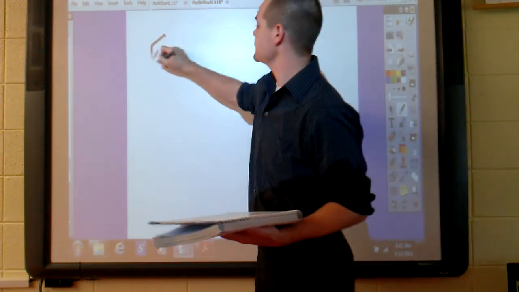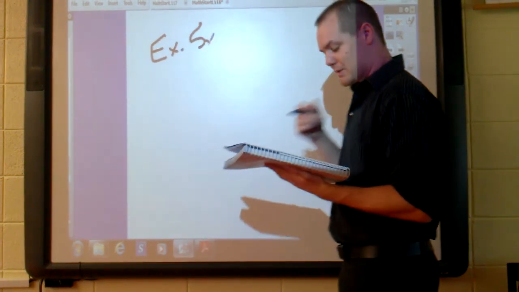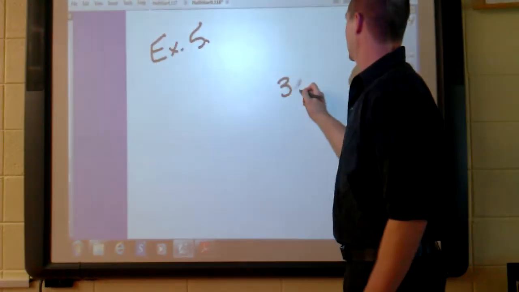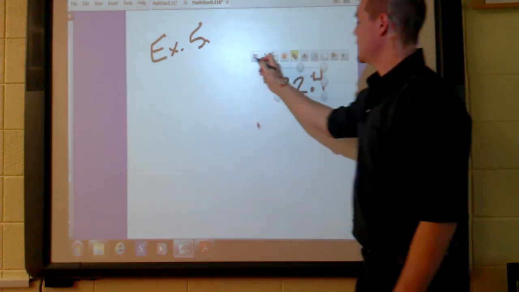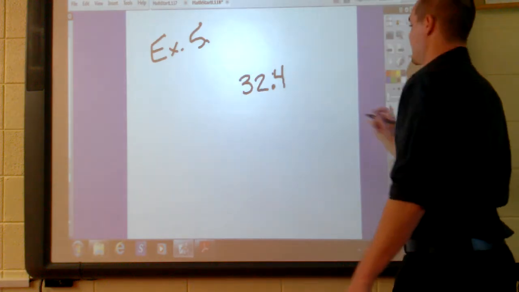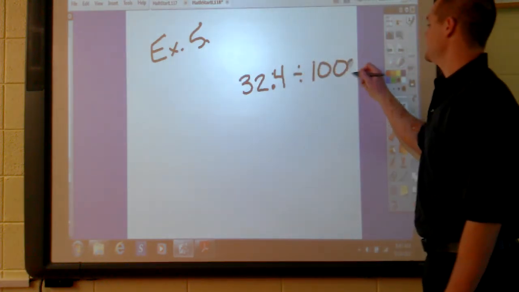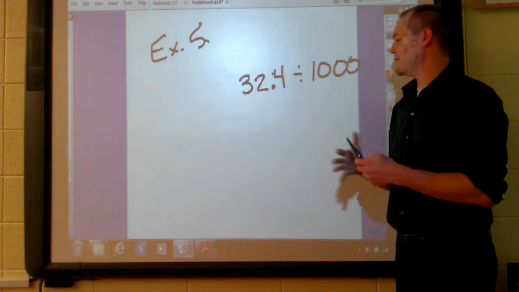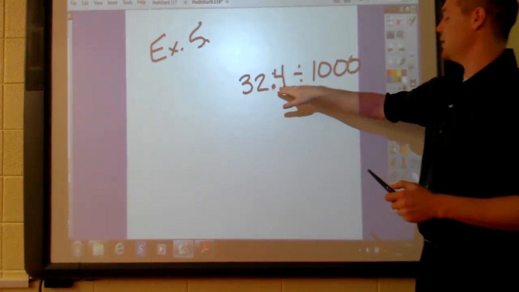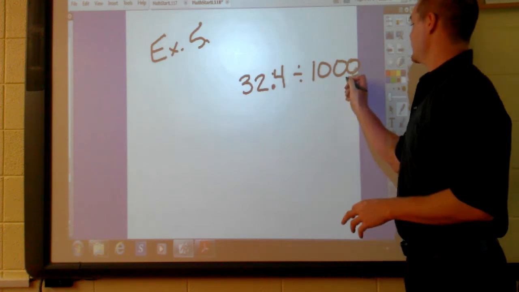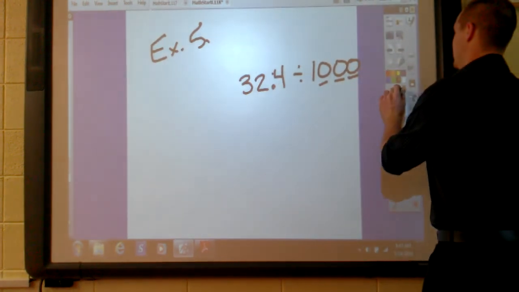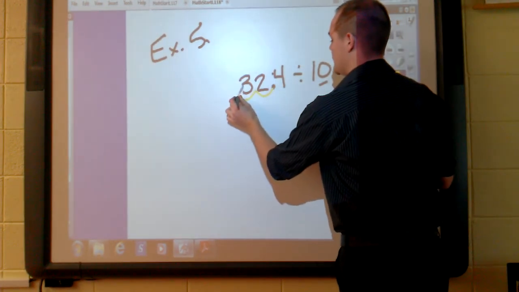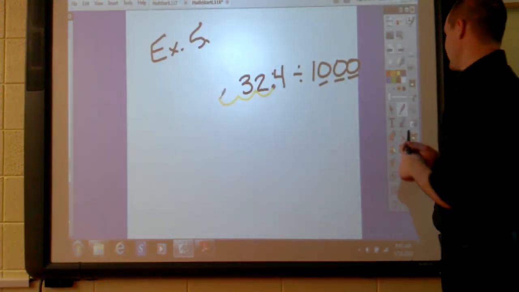Example 5, I'll just do a practice problem. Let's go with O. We have 32 4/10, and we're dividing it by 1000. Okay? Now again, they say do it mentally, but feel free to write 32 4/10 down on your paper. And now you just count zeros. Each zero represents a place value. So I'm going to take my decimal point, move it 1, 2, 3 place values to the left.